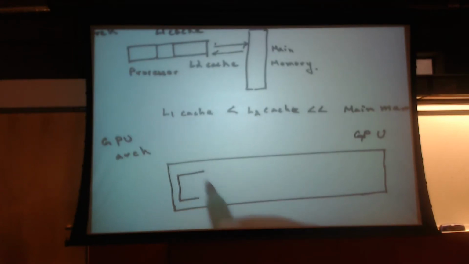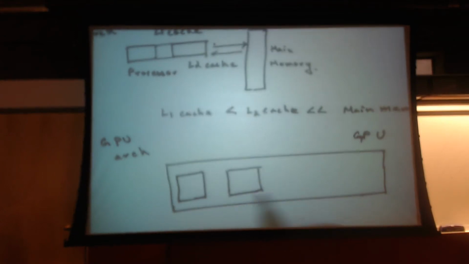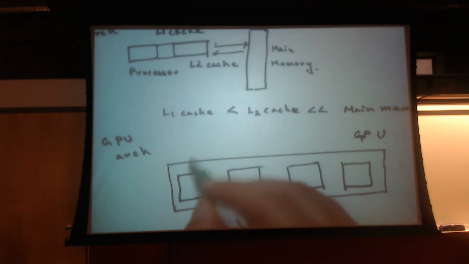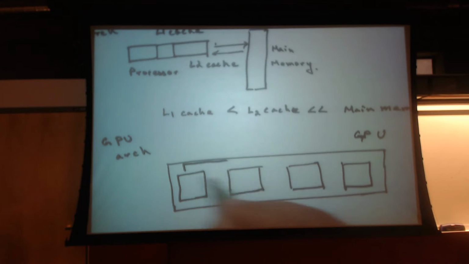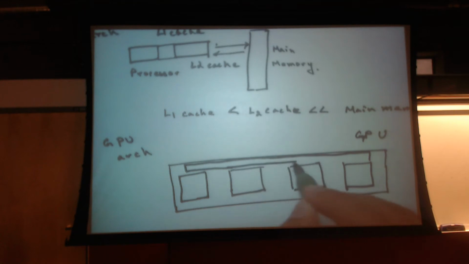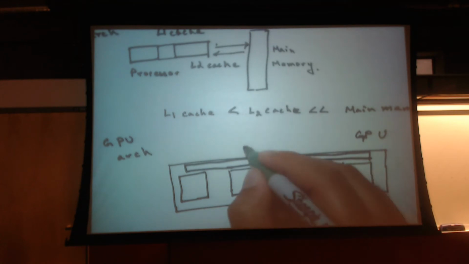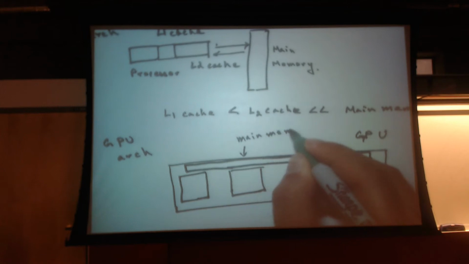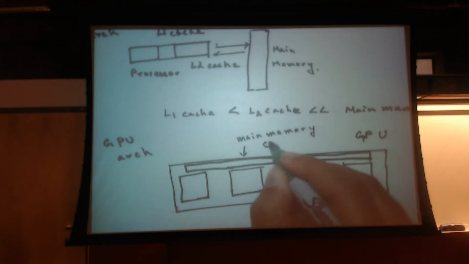cores, GPU cores, multiple GPU cores, and you have a main memory of the GPU, and all this is on chip. Okay? You have the main memory of the GPU. So this is the main memory of the GPU, and this is shared. Right?